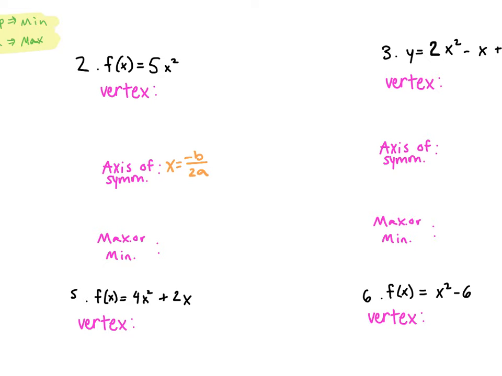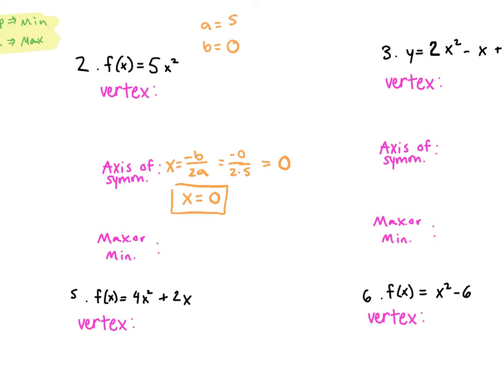Negative b over 2a. So we need to find our a and find our b. So what's our a? 5. And what's our b? 0. Awesome. So we get negative 0 over 2 times 5. What happens when we have 0 on the top? 0. The whole thing is 0. So what's our axis of symmetry?